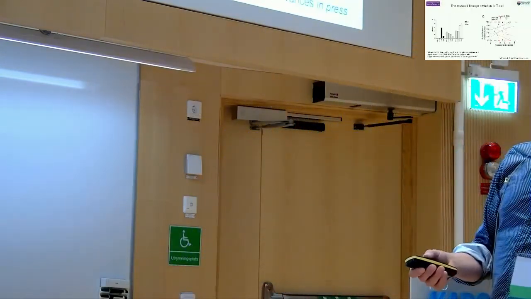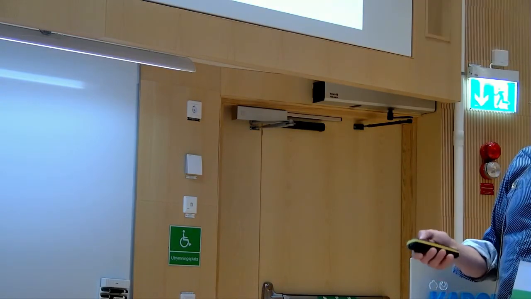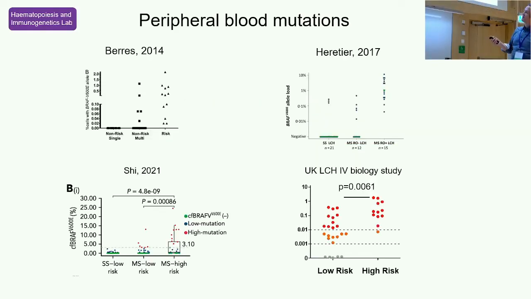So does it reflect actually our ability to detect the mutation? Oh, I see. Yes, I see what you're saying. You think that over time? Over time. Well, that one's low still. We've put everything positive and negative on here, so actually that's the, so where's it? And this is low risk, which includes risk organ negative multi-system.